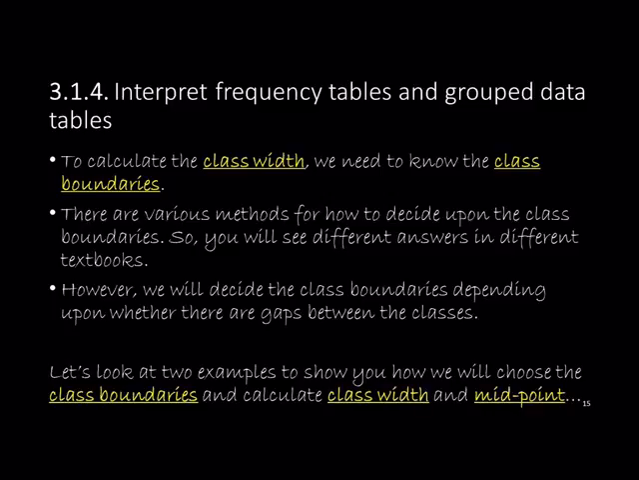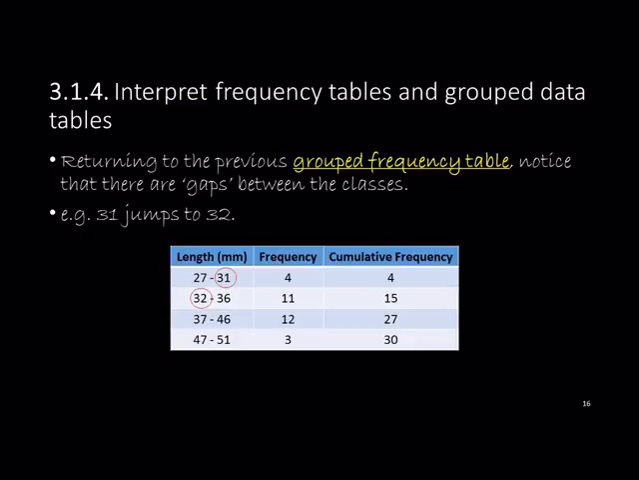Let's look at 2 examples to show you how to decide the class boundaries, and then how to calculate the class width, and also the class midpoint. So here's the first example. It's the grouped frequency table we had previously. And we can see that there are gaps between our classes. We jump from 31 to 32. There is a gap.